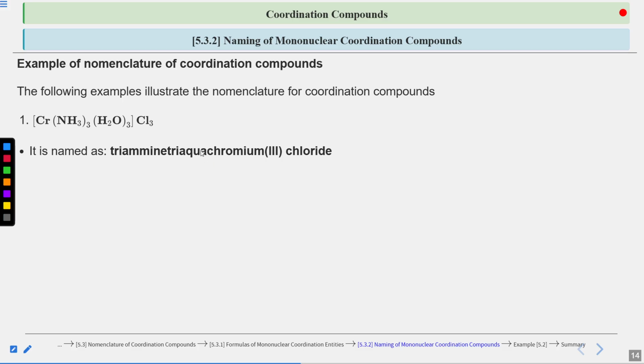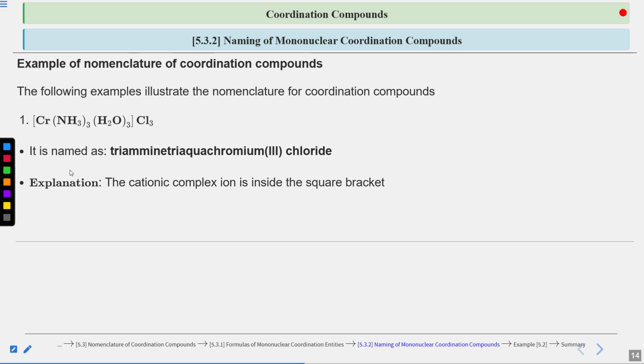You remember the alphabetical order. The A is the same in both ammine and aqua, so we consider the second letter, M and Q. Q will go in the second place, so ammine will come before aqua. So, triammine, triaqua. Now the central metal, chromium, in the oxidation state +3 in numerals, and then chloride, which is the counter ion or anion present outside of the square bracket. So this is the complex name.